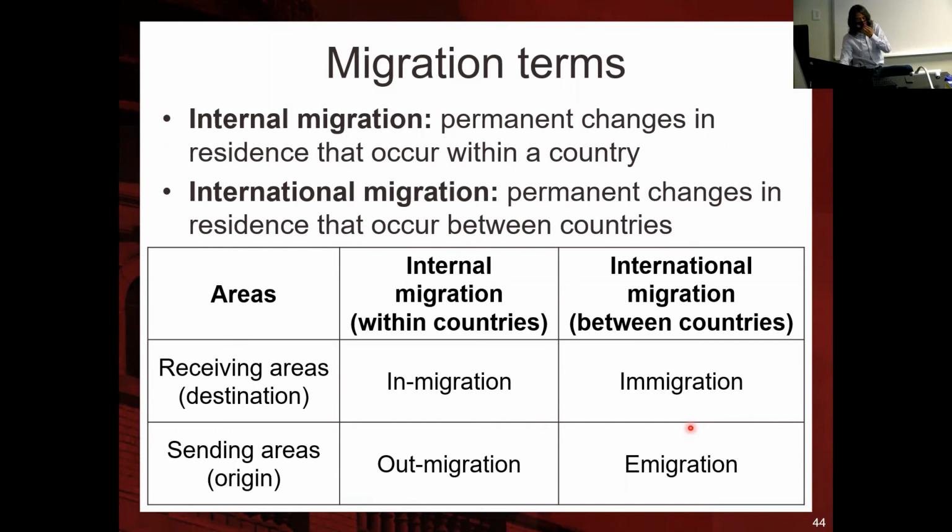But if I want to see, for example, some Latin American countries are sending a lot of their population to other countries, and these Latin Americans who are leaving are in labor ages, so we are losing working age people in Latin American countries. So that has a negative effect on the Latin American economy, and in that case, I'm focusing my analysis on the sending areas, the areas of origin. I'm talking about emigration, right? So whenever you're talking about internal migration, we use the terms in-migration or out-migration. For international migration, we use the terms immigration or emigration.